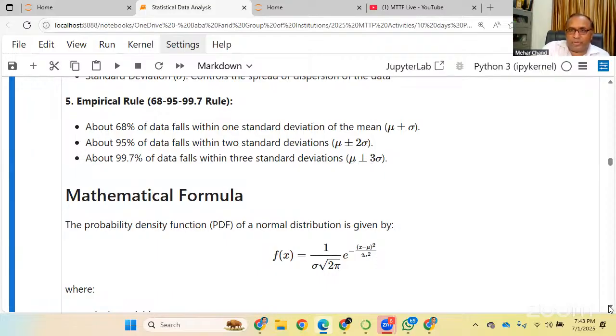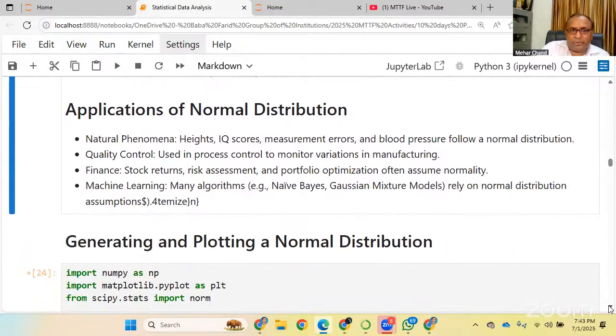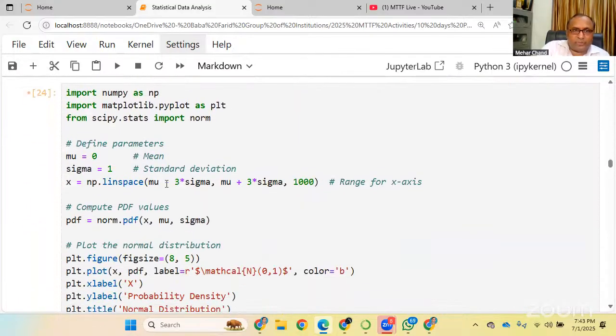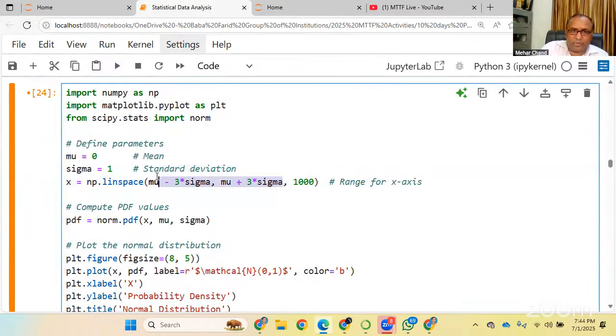So this is only an example. This is the interval mu minus 3 sigma to mu plus 3 sigma, and this interval we will divide into 1000 points. You can manipulate this number of points according to your need. It has no impact, because the important thing is this interval. You can divide this interval into sub intervals by taking the number of points, and after that we need to compute the PDF.